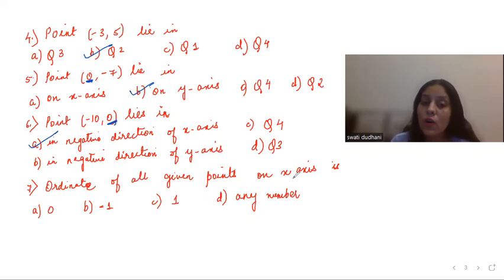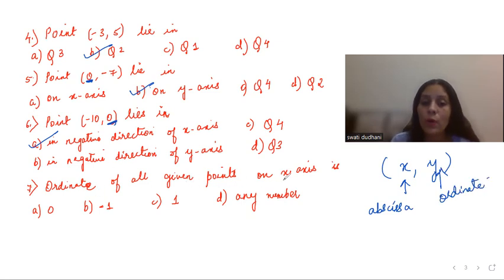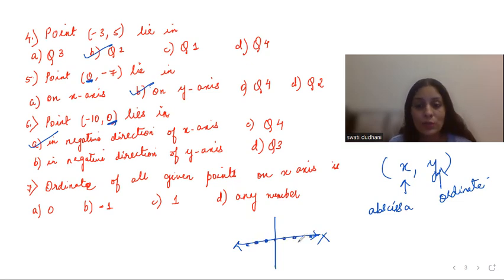Next, the ordinate of all the given points on the x-axis. Now what is ordinate? As we know, coordinates are represented as x, y. The x coordinate is known as abscissa and the y coordinate is known as ordinate. So the ordinate of all given points on the x-axis: this is my x-axis, right? Any point on my x-axis will always have y coordinate 0. The y coordinate is nothing but the ordinate, so it will always be 0.